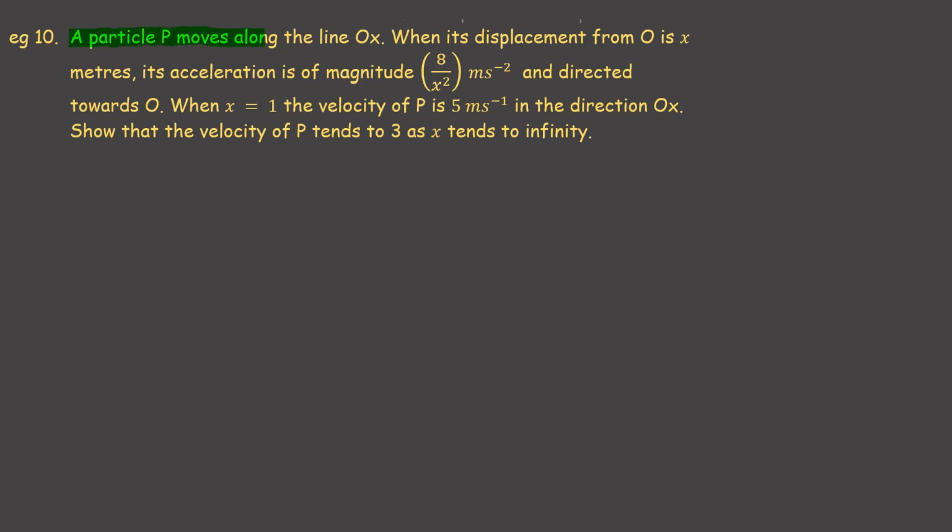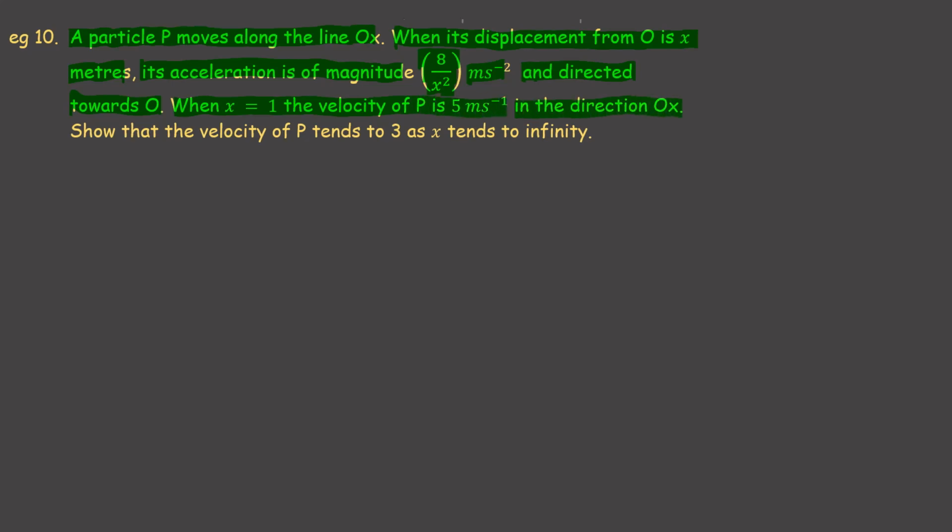A particle P moves along the line OX. When its displacement from O is x meters, its acceleration is of magnitude 8 over x squared meters per second squared and directed towards O. When x equals 1, the velocity of P is 5 meters per second in the direction OX. Show that the velocity of P tends to 3 as x tends to infinity.